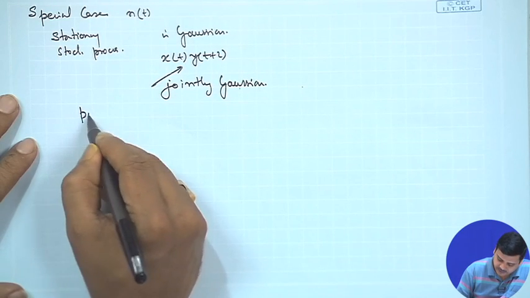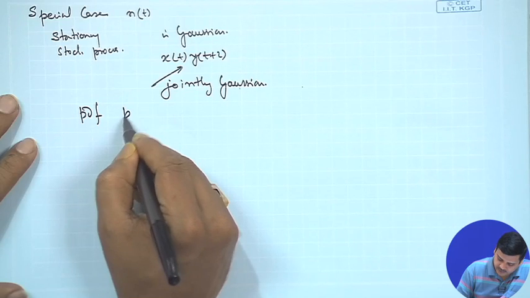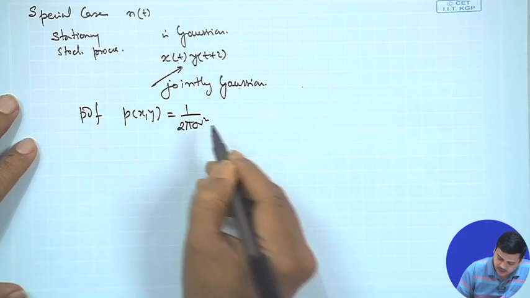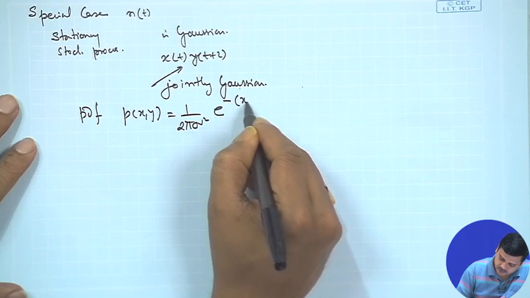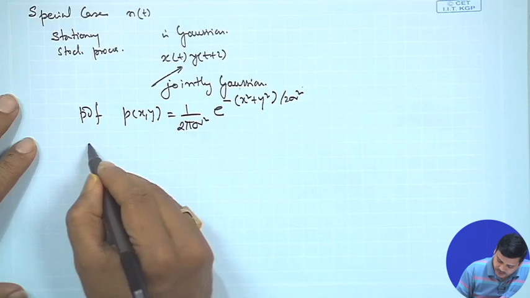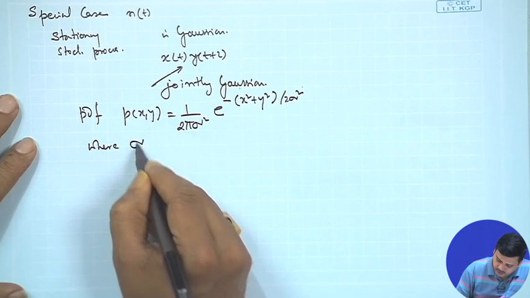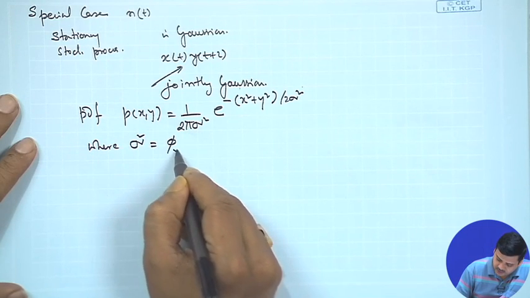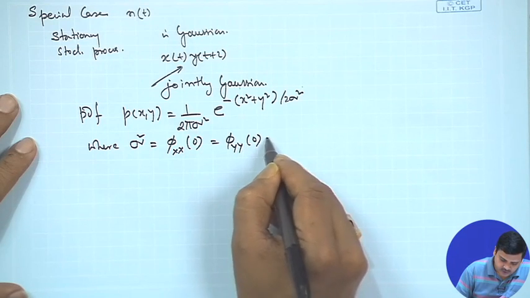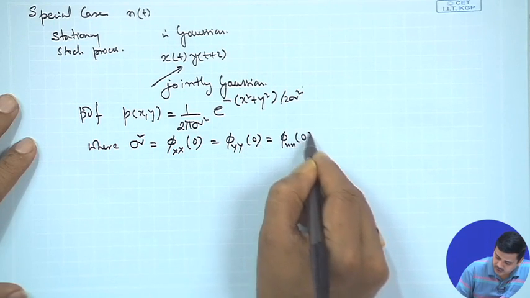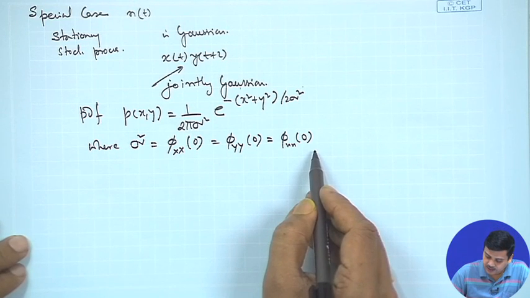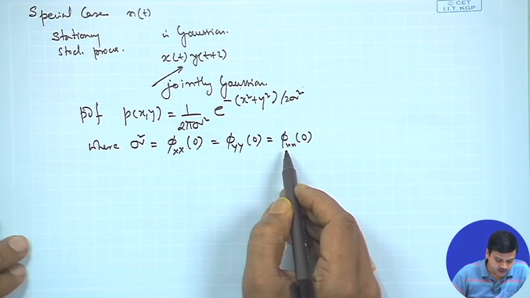So, the PDF of such a function is given by p of x y equals 1 by 2 pi sigma squared e to the power of minus x squared plus y squared by 2 sigma squared, where sigma squared is equal to phi x x of 0, which is equal to phi y y of 0, which is equal to phi n n of 0, right. So, once you have this, then we can use this further.